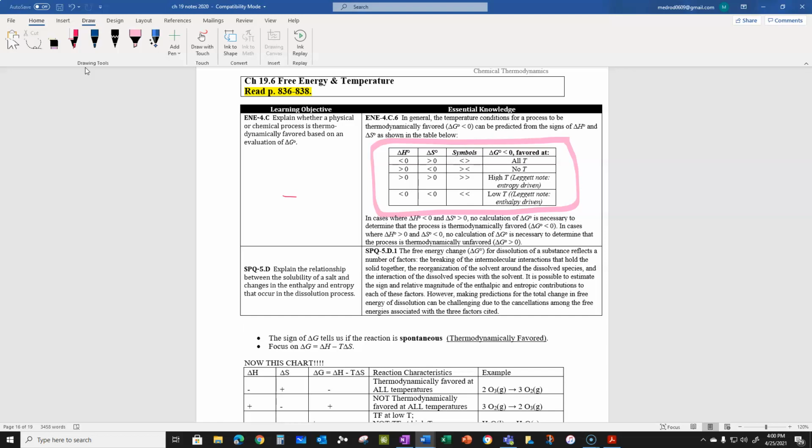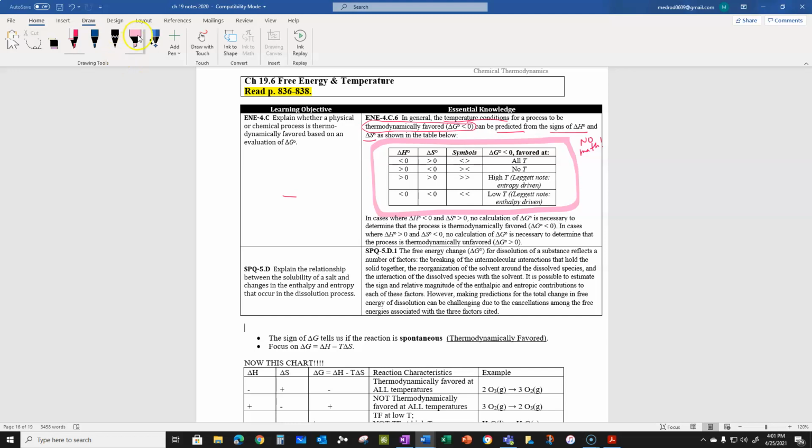Okay, so in general, the temperature conditions for any process to be thermodynamically favored, where we want that negative delta G, can be predicted with the signs of H and S. Okay, so can you predict with no math what the sign of delta H would be? Okay, so I'm going to go over this chart a little bit down here instead. But this was a little bit of Doc Dina. When she does her video, you'll see her doing this also.